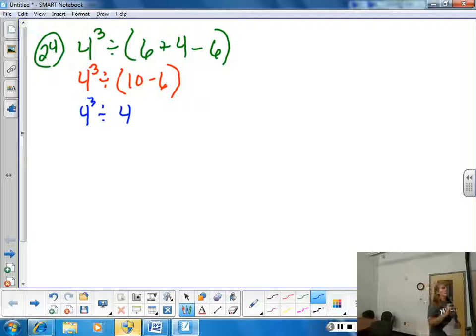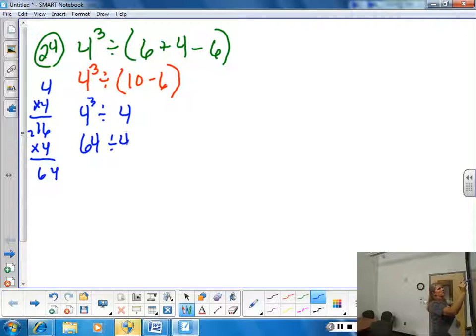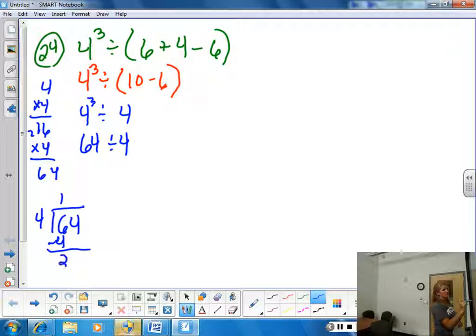4 to the third power, what is that? Well, 4 times 4 is 16, times 4 is 64. 64 divided by 4. And so you can write that out as a long division problem, or you can do it in your head or whatever. But it looks like this. 4 goes into 6 one time, and 4 goes into 24 6 times, so the answer is 16.